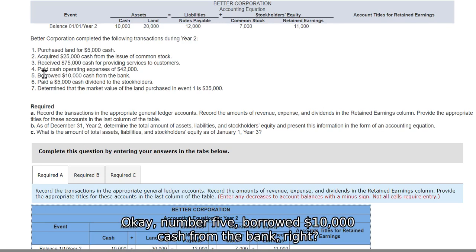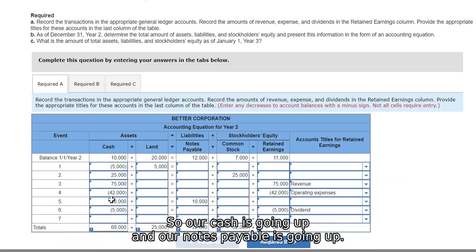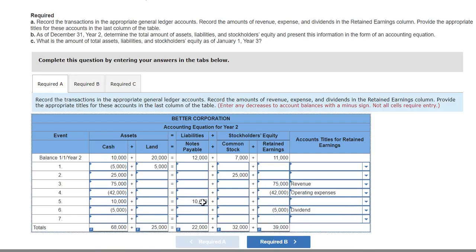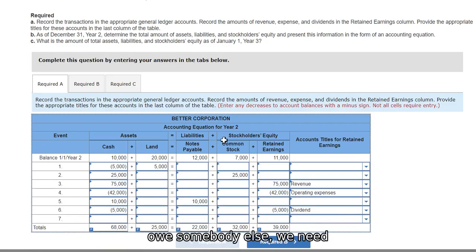All right, number 5, borrowed $10,000 cash from the bank. Our cash is going up and our notes payable is going up. That is when our liabilities, if you remember, that's when we owe somebody else. We need to pay them back.